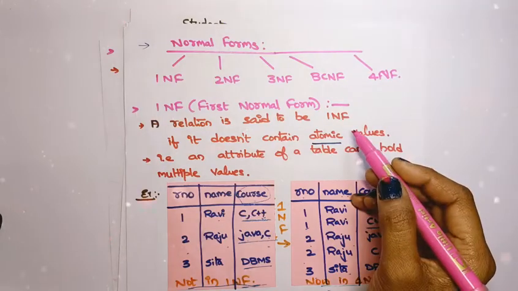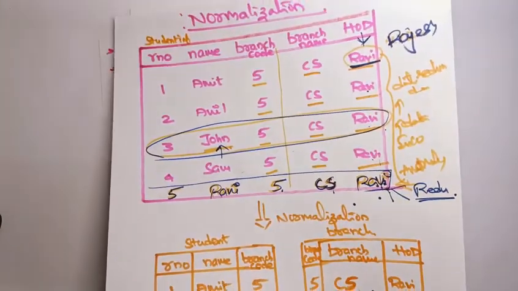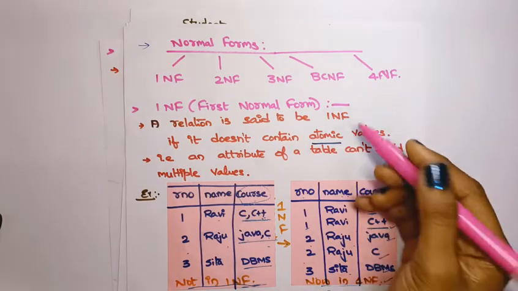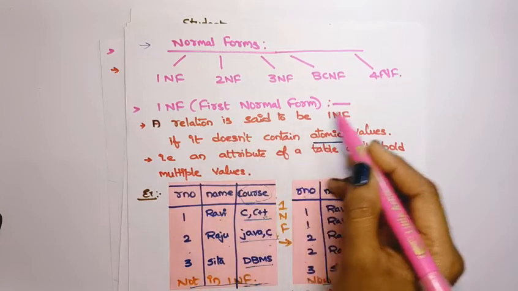Normal forms. Already in the last class we have seen normalization. If you did not see, please watch that video so that you can understand the normal forms. 1NF, 2NF, 3NF, BCNF, 4NF. So here first we will see first normal form.